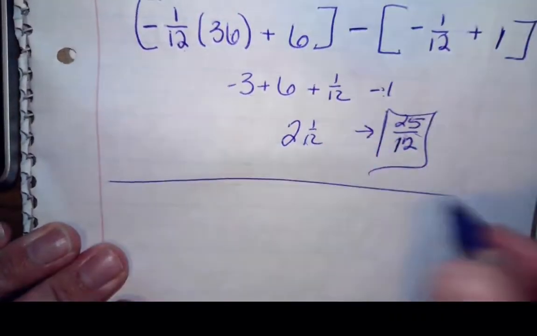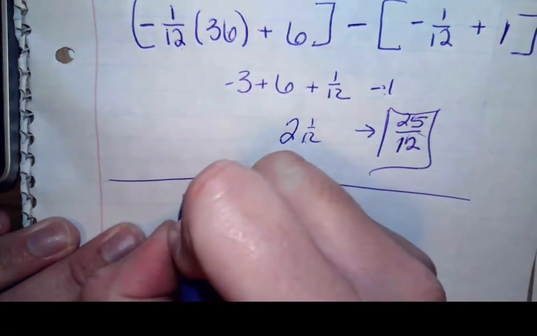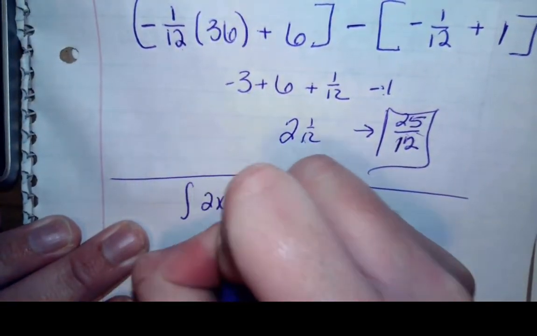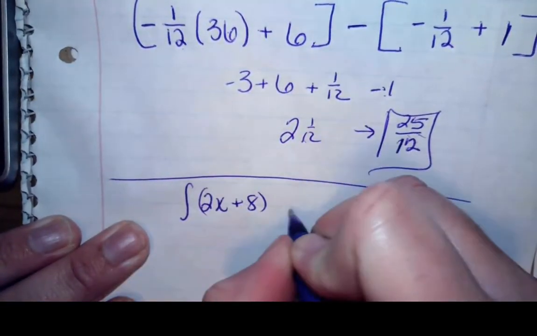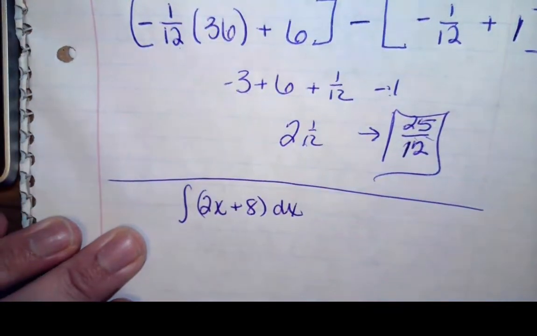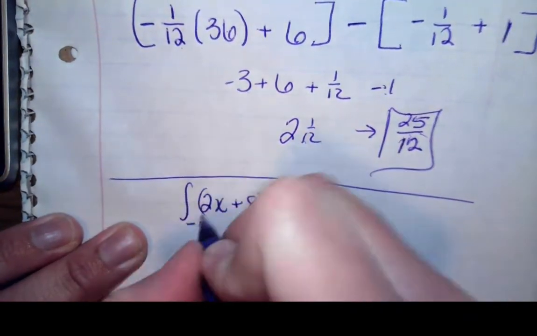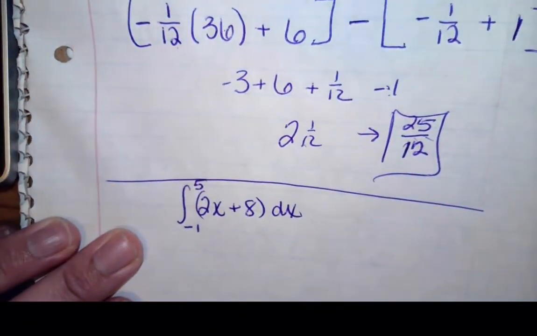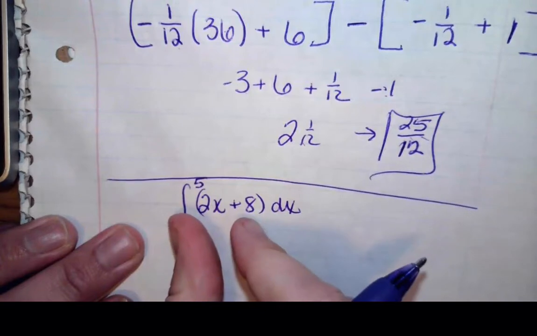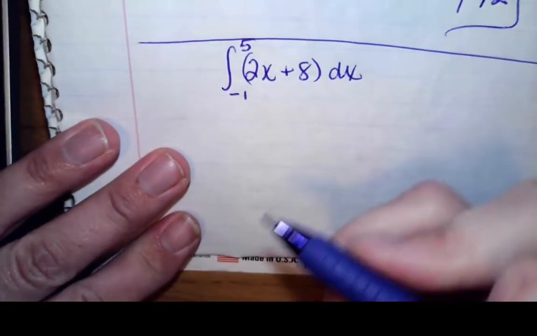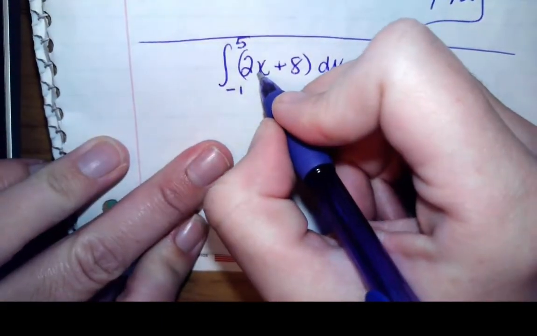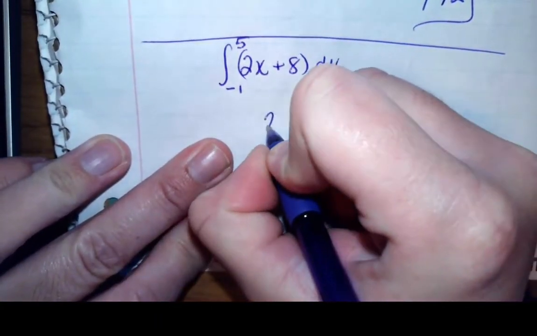All right, so we have my function is 2x plus 8. My limits of integration are from negative 1 to 5. So I'm just going to go term by term. Okay, so the integral of 2x is going to be 2x squared over 2.